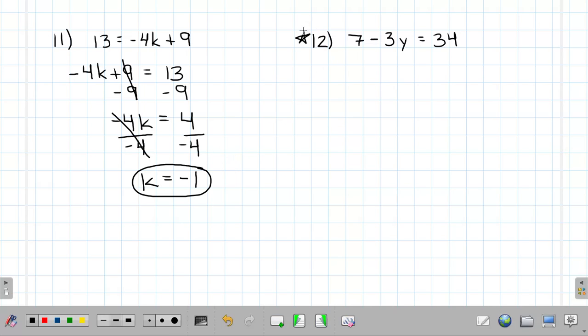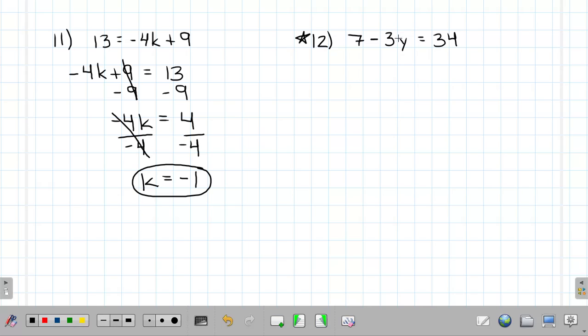Okay, and number 12. As you see, I got a little star by this one because this one's got a little special trick that you can use to help you organize your equation to make it look like all the equations we've done beforehand. Because this one's got a little special thing happen here where we've got 7 minus 3y is equal to 34. So we've got the constant term, or the number term, in front of the variable term.